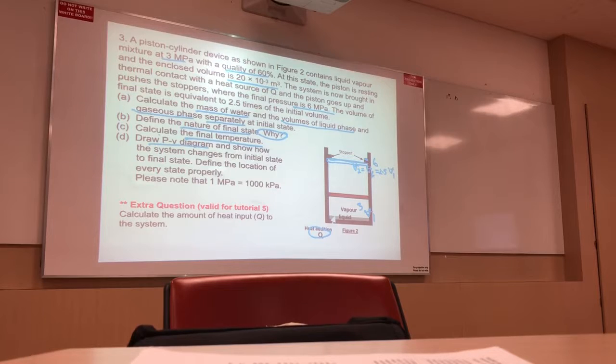Draw PV diagram and show how the system changes from initial state to final state. Define the location of every state point properly. 1 megapascal is 1000 kilopascal. Okay? This is the question.